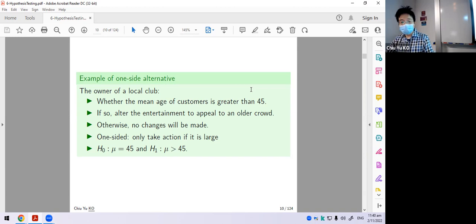So the example is a local club owner. It's a country club, so it is entertaining people. And because of the aging society, the worry is whether the average age of customers is greater than 45. If it is old, then you need to change some entertainment, make it less exciting, slower, and so on. So in that case, you only take action when the age is large enough. That means one way to write it is H null is 45, H1 is more than 45. That would be one way you specify.